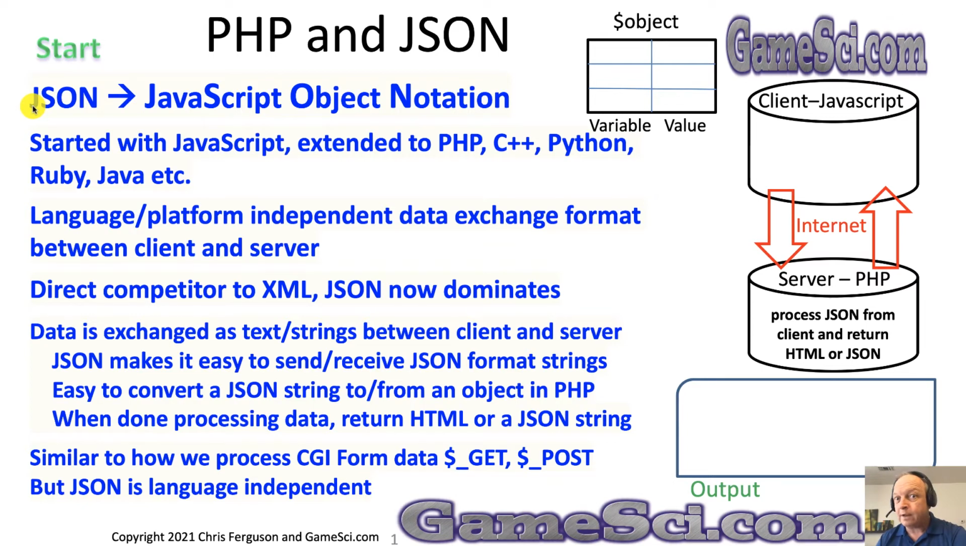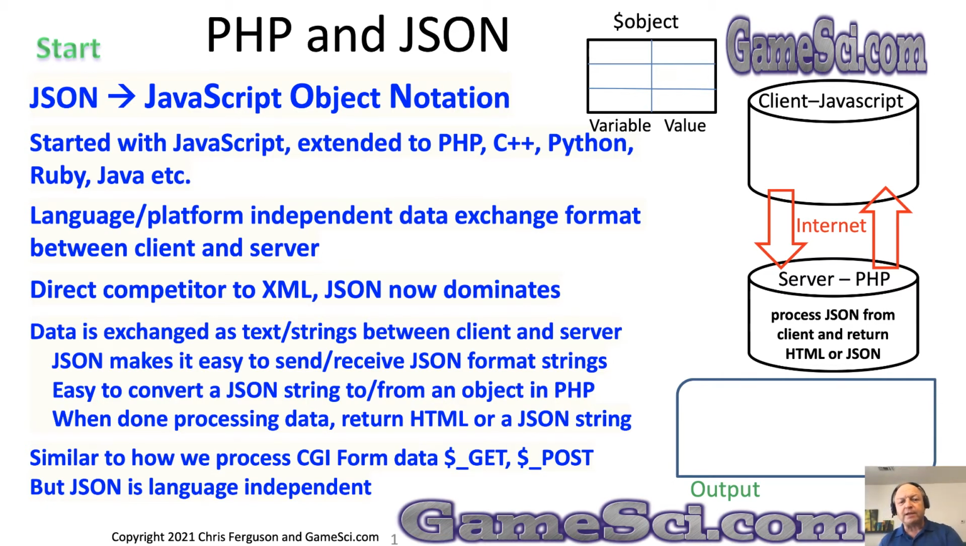GameSci.com. Welcome to the Twilight Zone, where we learn PHP and JSON. JSON stands for JavaScript Object Notation. It started with JavaScript, but was soon extended to PHP, C++, Python, Ruby, Java, etc. It was invented on JavaScript, so that's what's in the title, but it's used on many different languages. It is a language or platform independent data exchange format between the client and the server.